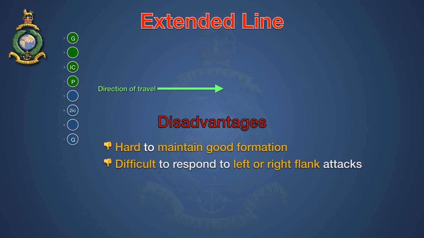It's difficult to respond to attacks from the left or right flanks. It's one of the reasons why the gunners move out to the two extremes. Yes, it's good that they're there and they can respond, and obviously the gunners can produce a higher volume of fire than riflemen. But with this formation, initially you're going to only have one person on each of those directions. So if you're expecting the possibility of an attack from the left or right flank, extended line would not be a good formation to use at that point.